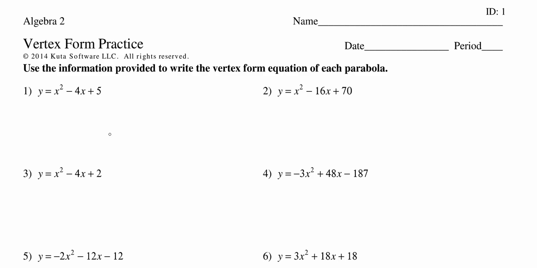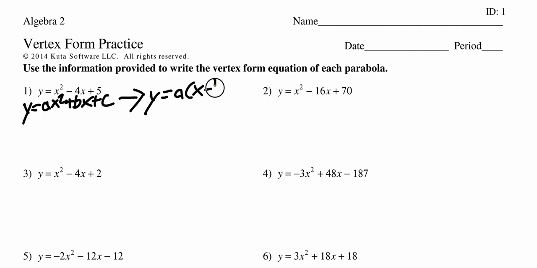Alright, what's up guys? So today we're going to try to convert a quadratic into vertex form. So we're trying to convert y equals ax squared plus bx plus c into y equals a times (x minus h) squared plus k. So how do we do that? Well, there is one easy method I'd like to show you guys.